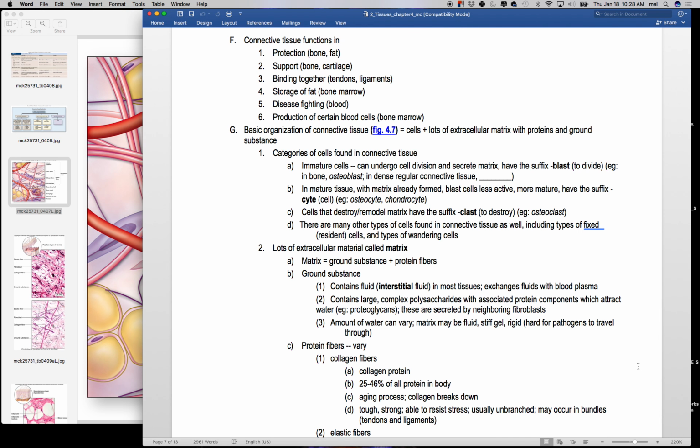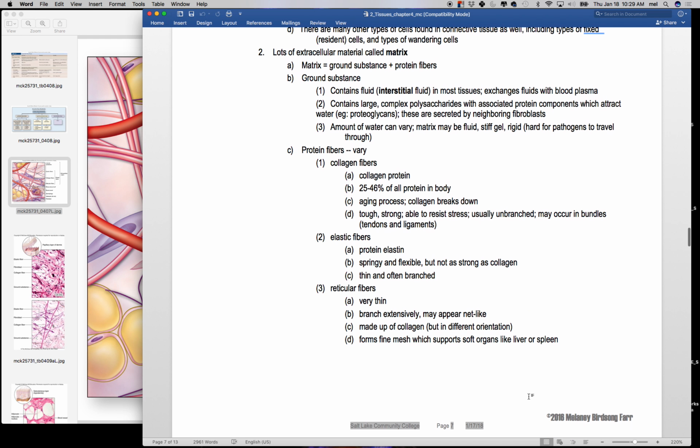Okay, so what else is in there? So the matrix is ground substance plus protein fibers.